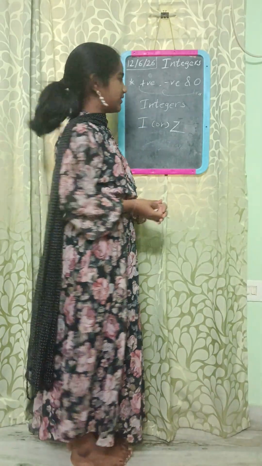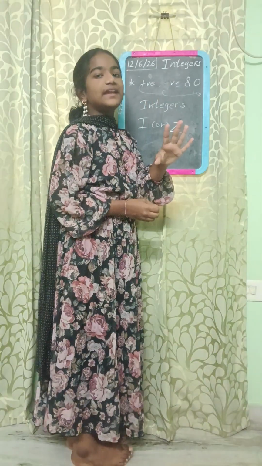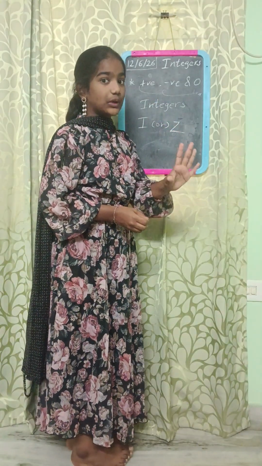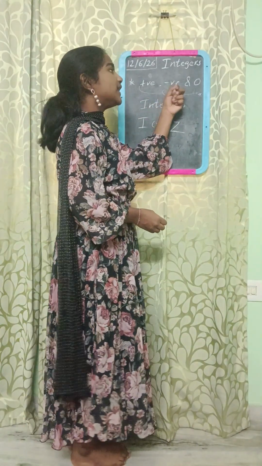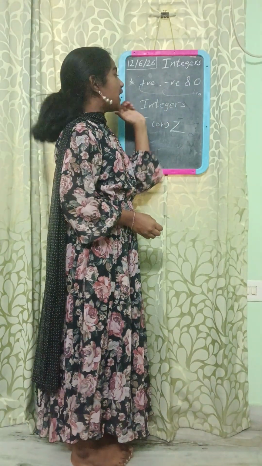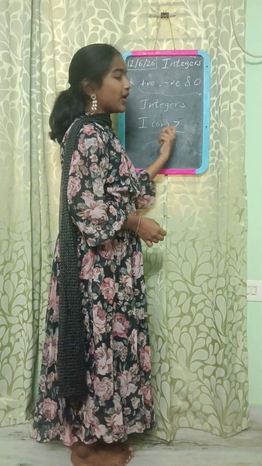Once again we will be revising what are integers. Integers is a set of numbers including positive numbers, negative numbers, and 0. And integers are denoted by I or Z.